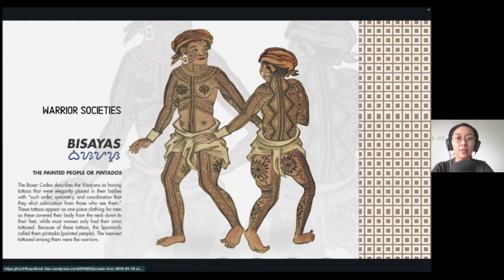Here's an example of an early depiction of a warrior society, which we find in the Boxer Codex. This wasn't edited at all. They just kind of cut it out and then they placed it in a calendar under the NHCP. Pero this is a depiction of the painted people or pintados. It's a Spanish name, of course. But these are warring groups that the Spanish found in Visayas.